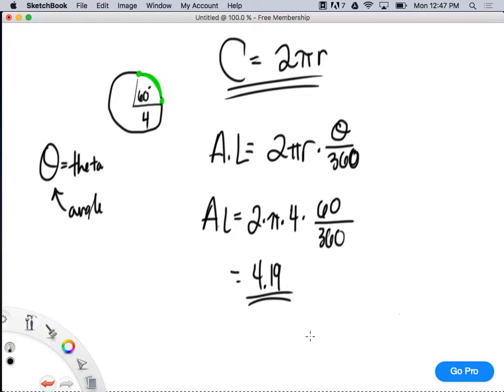All right. So arc length equals 2 pi r times theta over 360. What is it? Arc length is 2 pi r times theta over 360. You guys got that? All right, let's Kahoot.